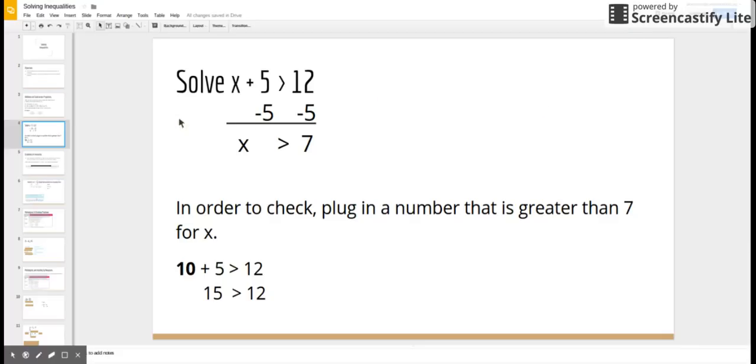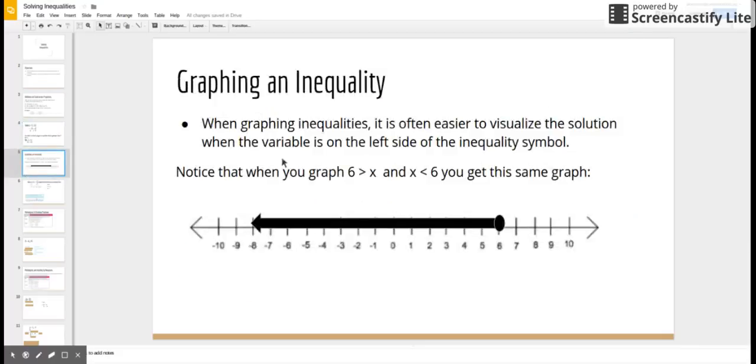All right, graphing an inequality. When graphing inequalities, it is often easier to visualize the solution when the variable is on the left side of the inequality symbol. So notice that when you graph 6 is greater than x and x is less than 6, you get the same graph.